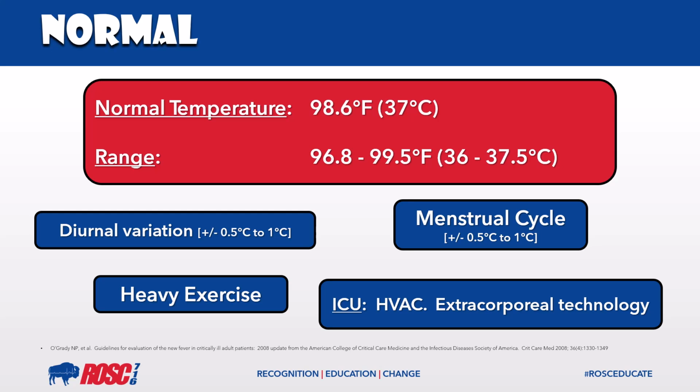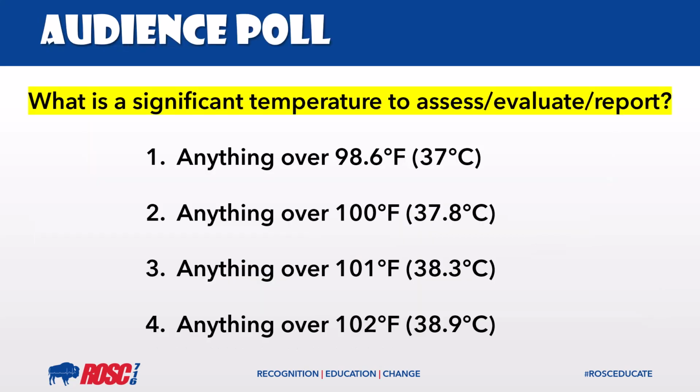One thing to consider in the ICU is environmental factors which may affect our body temperature as well. So this could be HVAC, heating, ventilation, and air condition. In addition, in the ICU, we have a good amount of extracorporeal technology. So whether this is renal replacement therapy, MARS, or ECMO, blood leaving the body can be affected by the external temperature within that room.